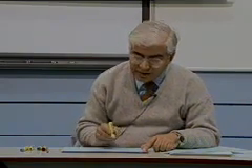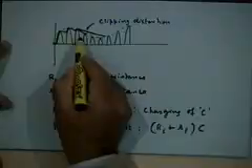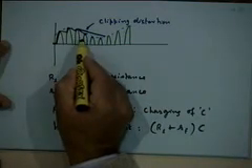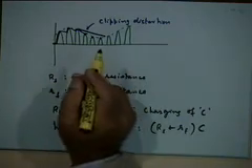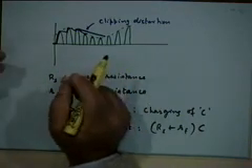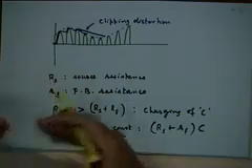So what condition should be satisfied for that? While this time constant should be much larger than 1 by FC, that is perfectly fine, but it should be much smaller than the highest rate at which the message signal itself can vary, right? And the highest rate of message signal variation depends on the bandwidth of the message signal, the highest frequency present in the message signal, right?